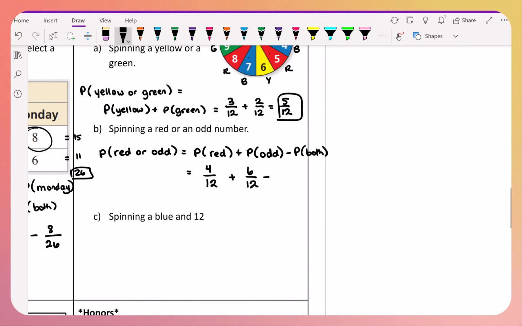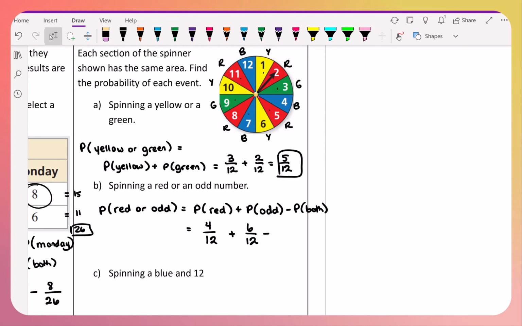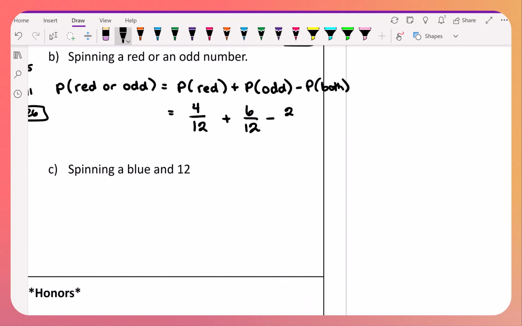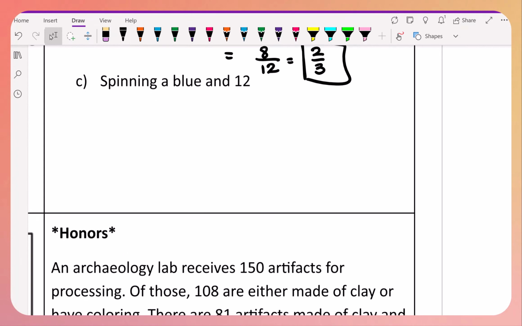And how many are red and odd? That's red and odd. And that's red and odd. So I have 2 that are red and odd. So I have to subtract that overlap. So that's going to be 8 out of 12, or 2/3.